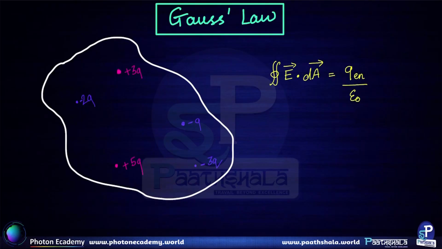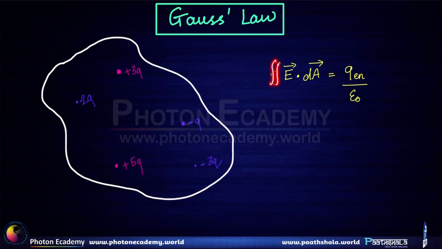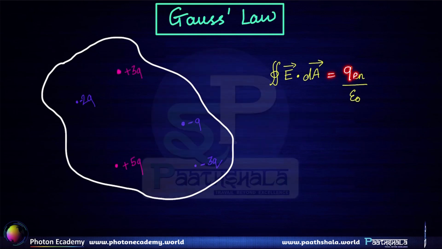Let us look at the definition of Gauss's law. Gauss's law is one of the four fundamental equations of electromagnetism, and it is expressed as follows. The closed surface integral of E dot dA, which happens to be the net electric flux passing through an enclosed surface, is equal to the net charge enclosed, Q enclosed, divided by epsilon naught.